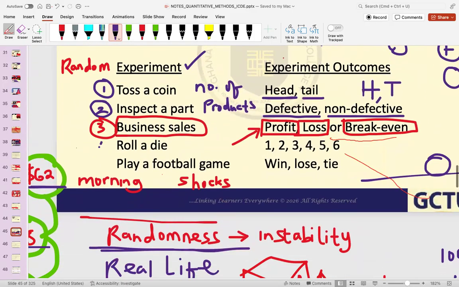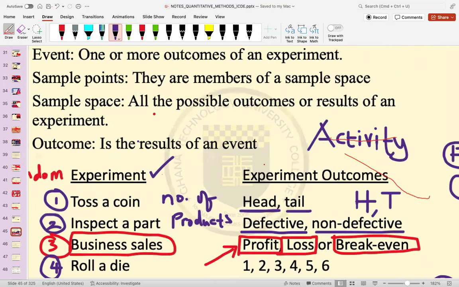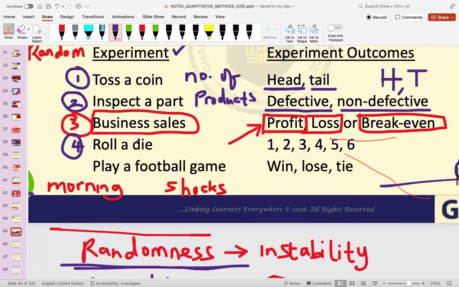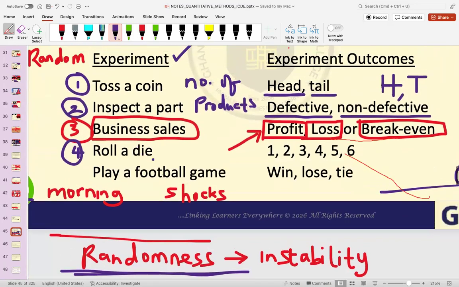The fourth popular random experiment is the Ludo game we've been playing, the rolling of a die. You all know that the die we use in playing Ludo has 6 square surfaces. So you have the 1 surface, you have the 2, you have the 3, you have the 4, you have the 5, you have the 6.